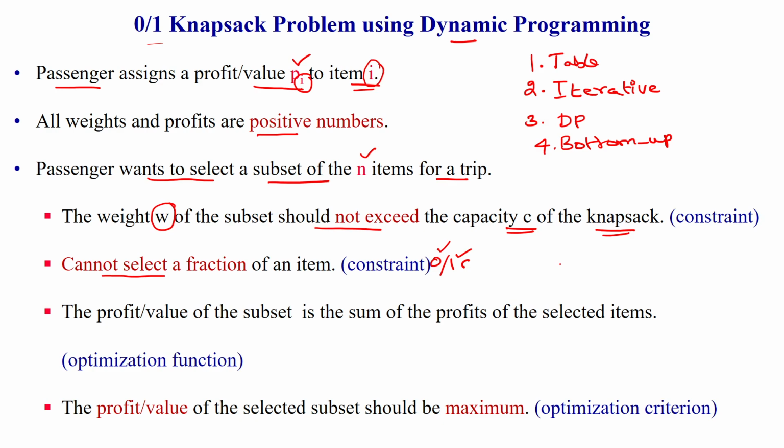For example, if he wants to take the cell phone, it is selected for his travel. And if he wants to take the kettle for boiling water, it is not selected. So like that, products are selected or not selected. The profit value of that subset is the sum of the profits of the selected items. Okay, this is the optimization function. And the criterion is that the profit or price value of the selected subset of items should be maximum. Profit should be maximum, which is given by the selected items.